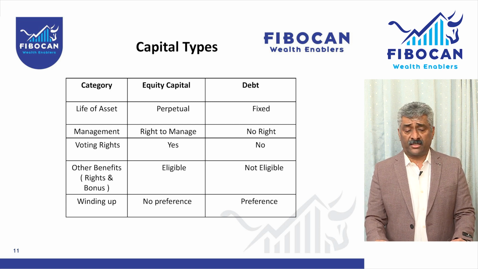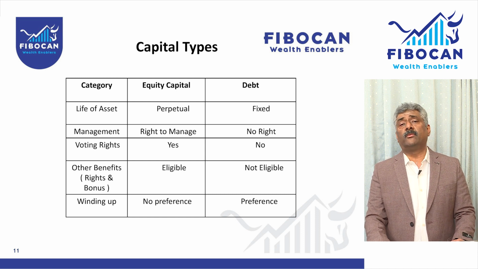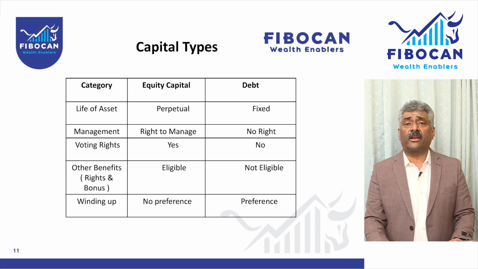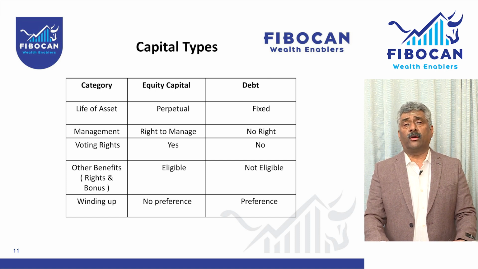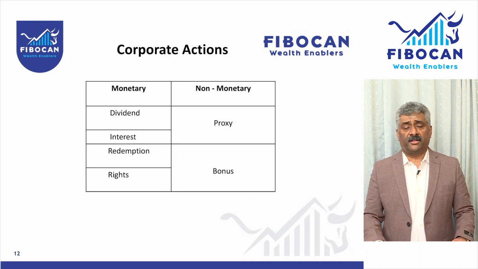Management: as I said, the shareholders have the right to manage, whereas debt holders don't have the right to manage. Voting rights: shareholders have voting rights, whereas bond holders do not have any voting rights. Equity shareholders are eligible for other benefits, which we will see later on, such as rights and bonus, for which bondholders are not eligible. Winding up: equity shareholders don't get any preference, whereas bondholders get first preference. This is the difference between equity capital and bond, debt or debenture capital, and the benefits.